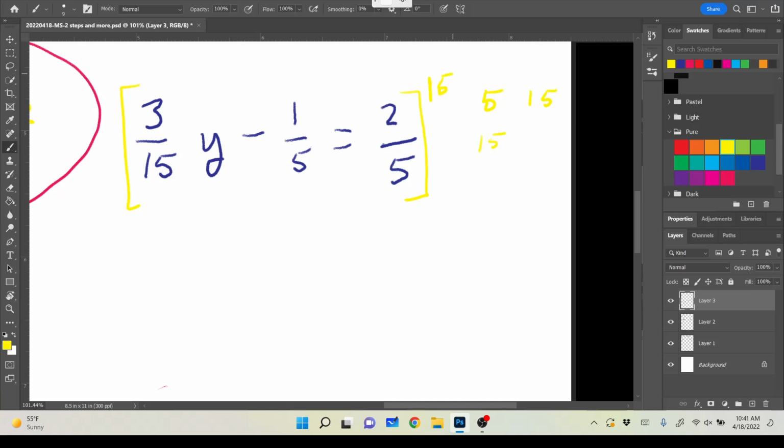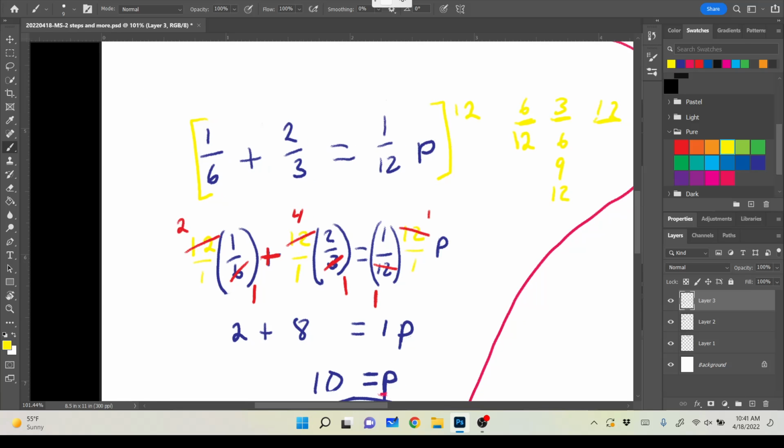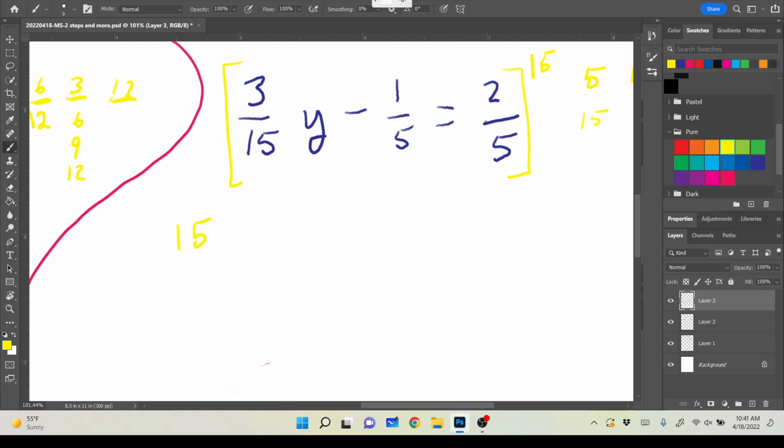So once we have the 15 here, we're going to distribute it across, right? We're going to put a 15 here, and then a 15 here, and then a 15 here. We can put them over 1, because it helps our brains as we're learning these things.